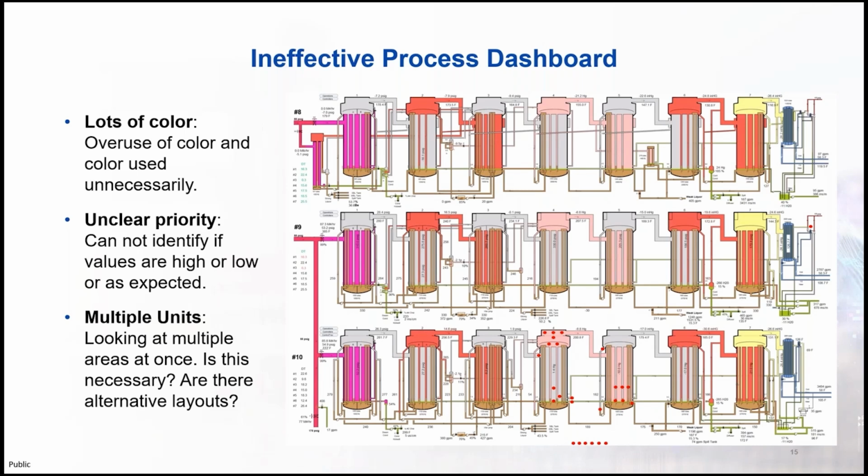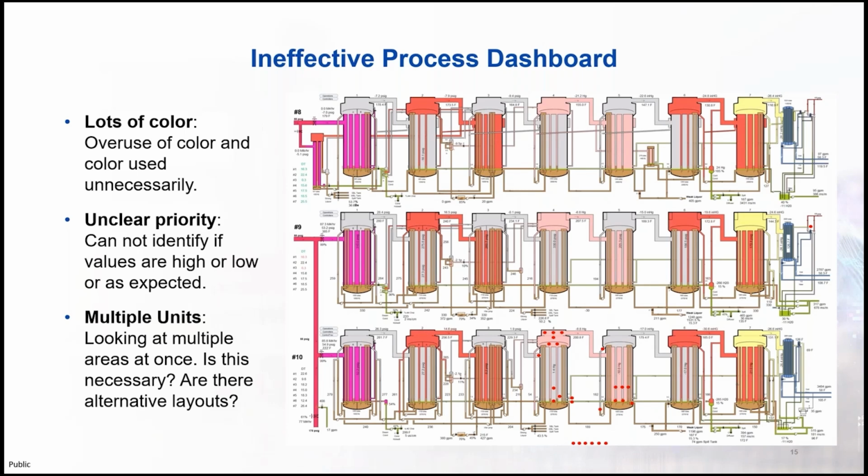It has a lot of color, but that color is used unnecessarily. Yes, it is showing me some flow lines, but the colors don't actually indicate anything. They're not indicating a high or a low value. It's just making this display look busy. And I can't identify a priority that I should be looking at. My red and pink here is confusing to the eye when in fact I should be looking at those very small numbers that are on that left-hand side to determine priority in this display. And because I'm looking at multiple units, it becomes overcrowded and busy.